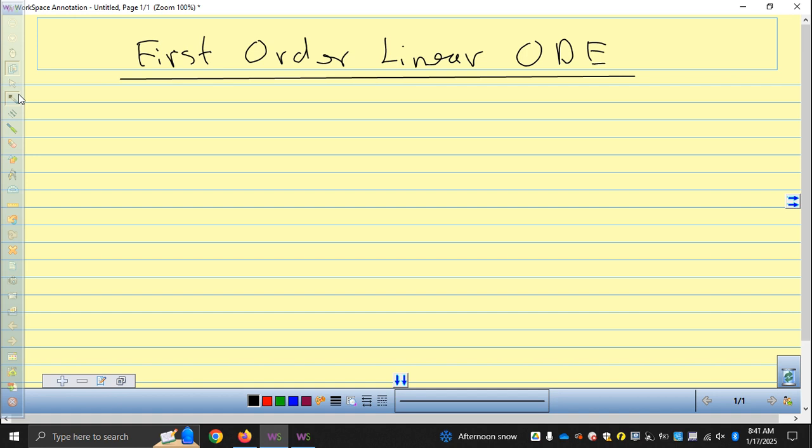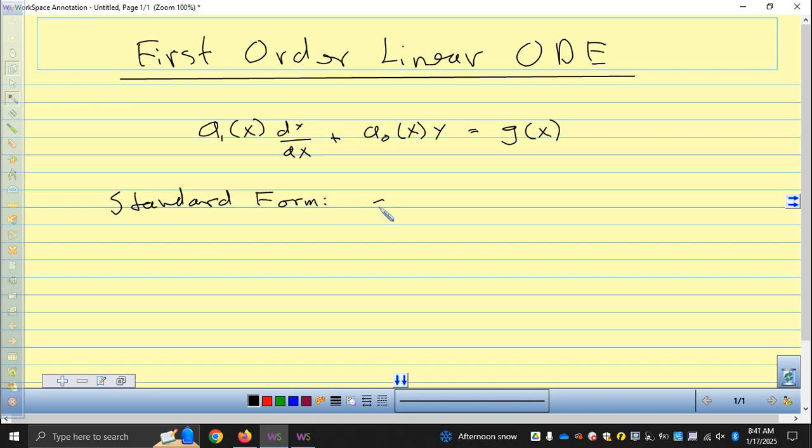So a first order linear ordinary differential equation is one that we can write as a sub 1 of x dy dx plus a sub 0 of x y equals some g of x. That would be a first order linear differential equation. All of our coefficients are functions of x only, and the first derivative only. In standard form, we can write this as dy dx plus p of x y equals f of x. We get to standard form just by dividing everything by this a sub 1 of x. This is our standard form of a first order linear differential equation.